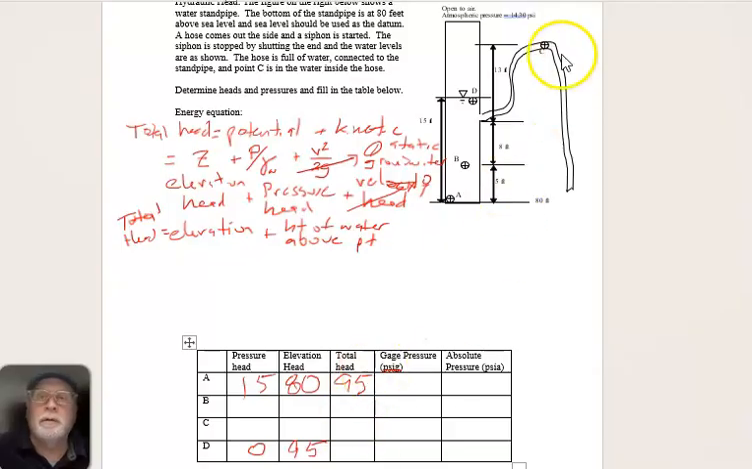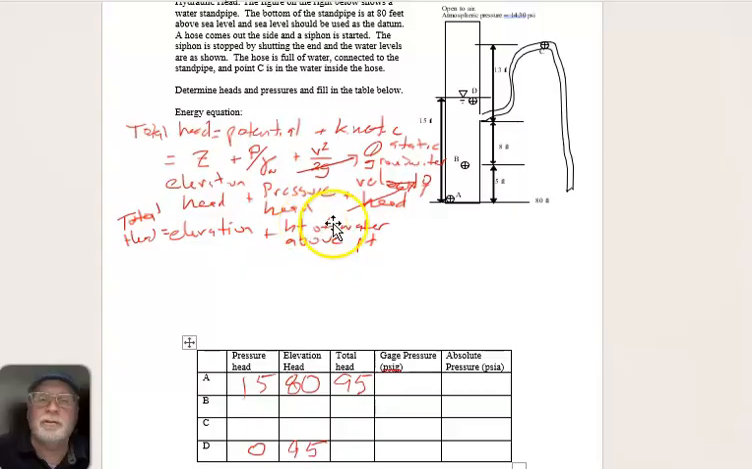Now, this is assuming that this is open to the atmosphere. If this was sealed, like in a water tower that's put under pressure, you would actually have to add that to the pressure head. So when I say pressure head is the height of water above it, that holds if it's open to the air, or in general. The pressure head at A is 15 feet higher than the pressure head at D.